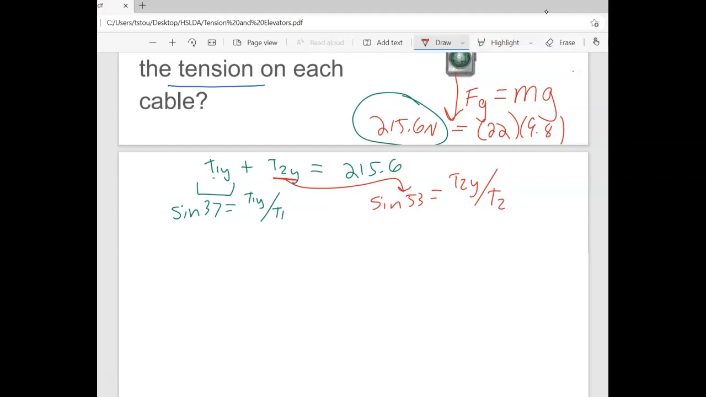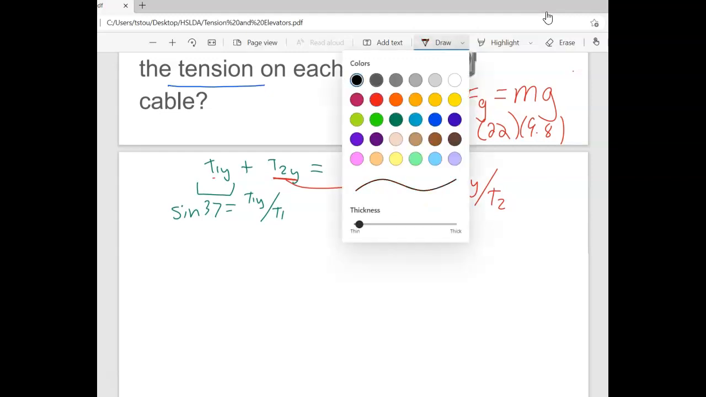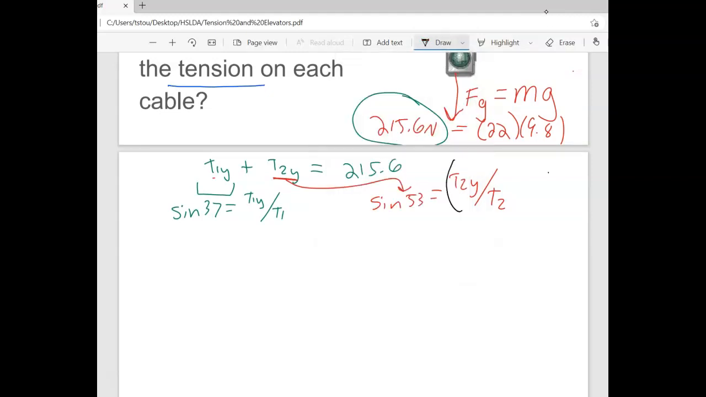So for sine, let's do some math. I'm going to take this side over here and multiply by T2, and this side over here and multiply by T2. I'm going to put in my calculator what sine 53 is, and sine 53 is 0.7986. So 0.7986 T2 equals T2y.